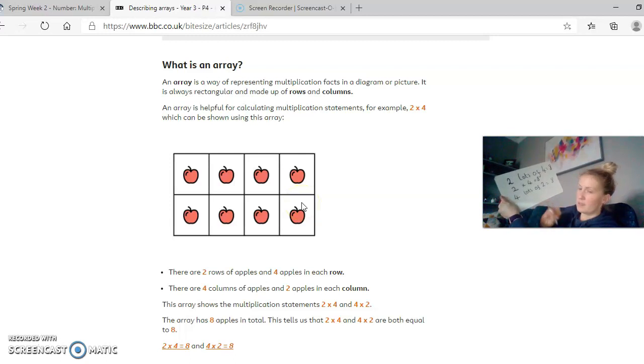And I'm going to write that as a multiplication sentence now. So I'm going to write 4, and I'm going to write the times here because that means lots of 2 equals 8, doesn't it?